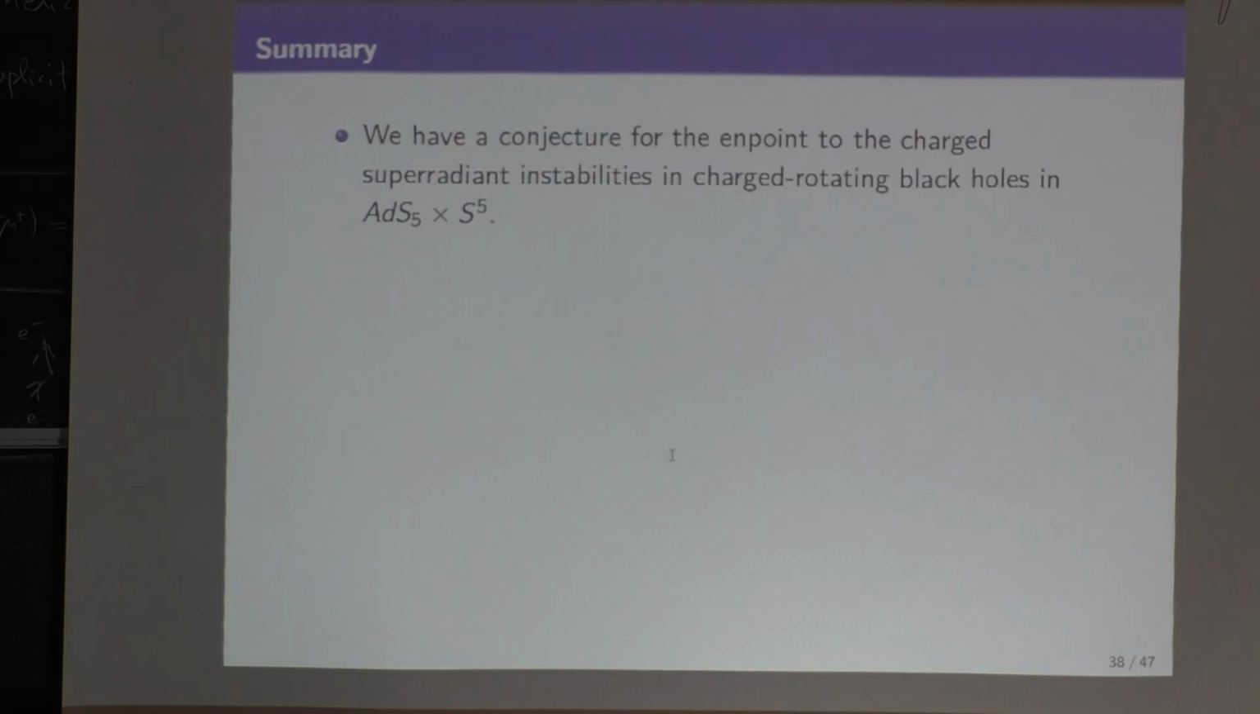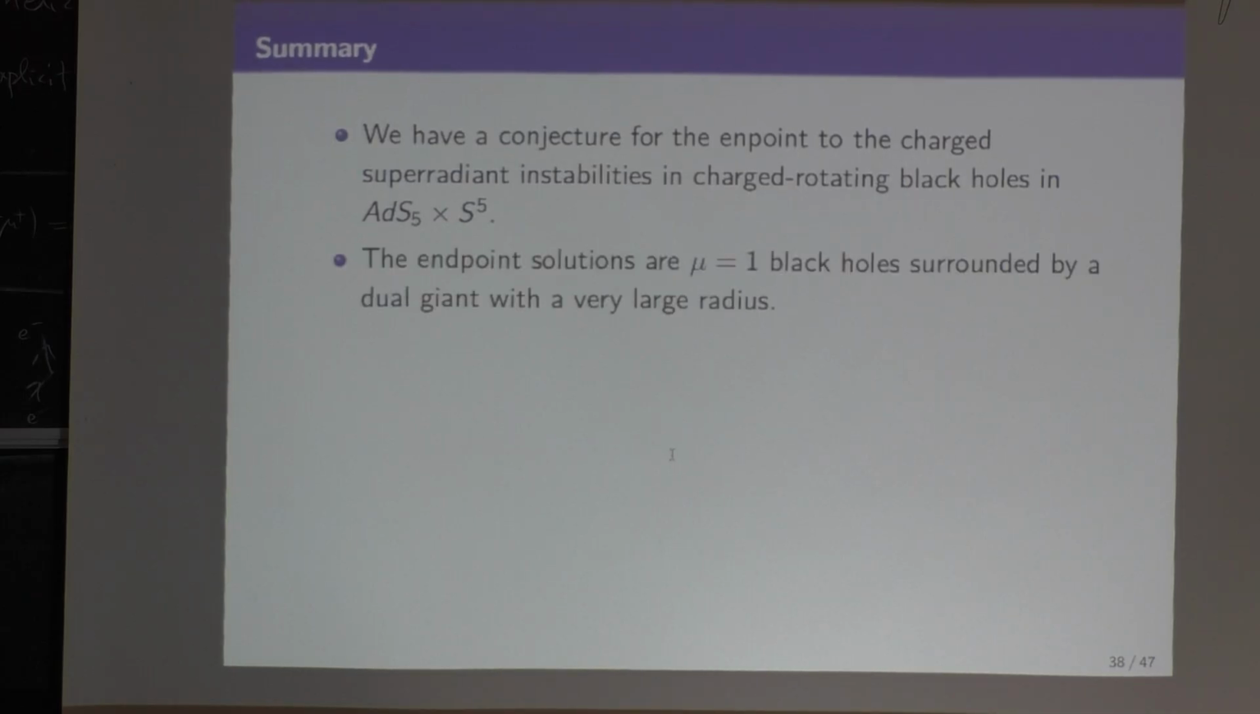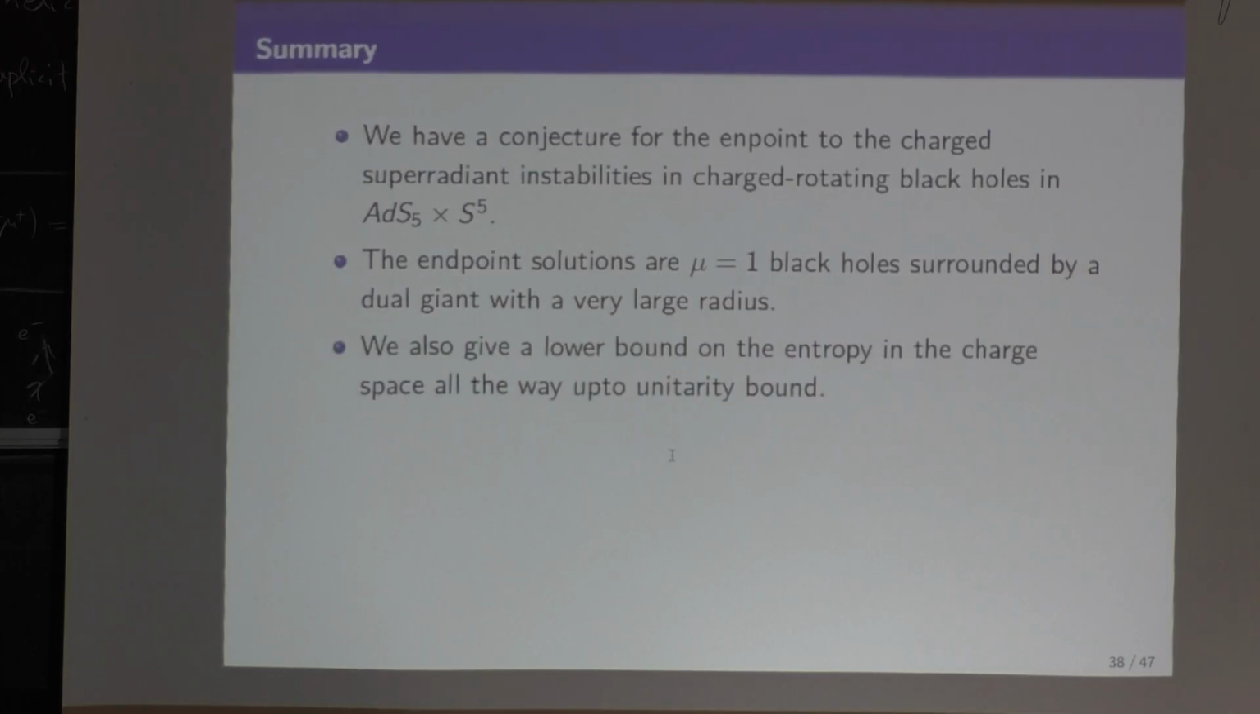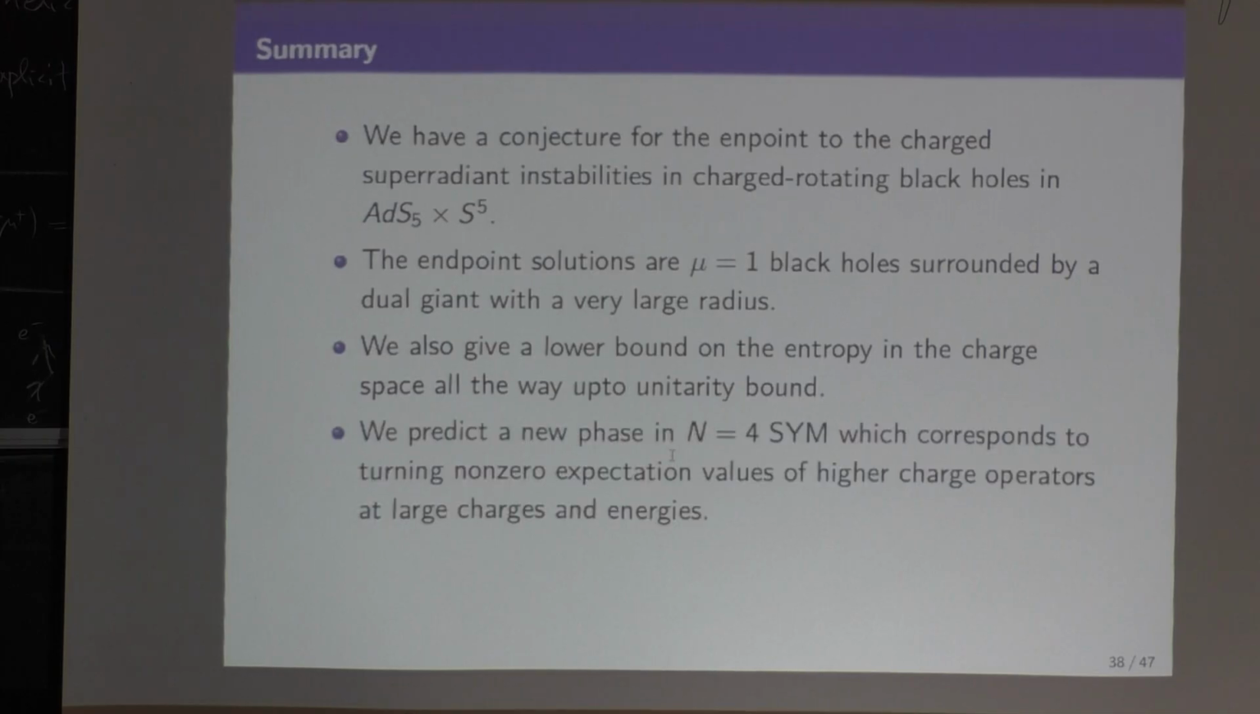Okay, so that was basically my talk. So to summarize, we have a conjecture for the endpoint of charge superradiance instability in rotating black holes in AdS5 times S5. The endpoint solutions are mu equals 1 black holes surrounded by a dual giant with very large radius. We also give a lower bound on the entropy in charge space, and these solutions basically extend all the way up to the unitarity bound.